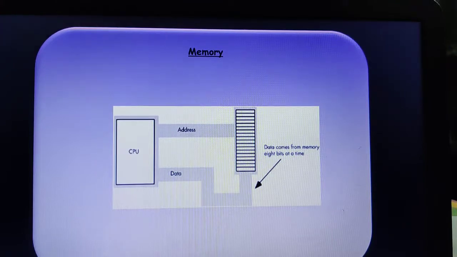Here the data bus will make sure that all the data and the instructions are being transferred between the CPU and the memory. If I have 16 parallel wires in the bus, then at a time the data bus can carry 16 bits of data between the CPU and the random access memory. Moving on to the next one, the address bus.